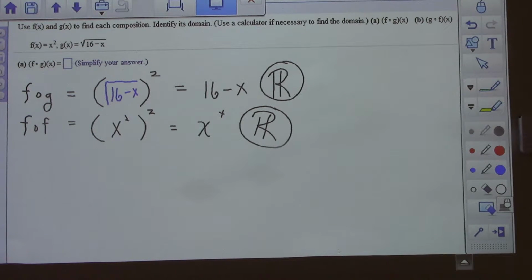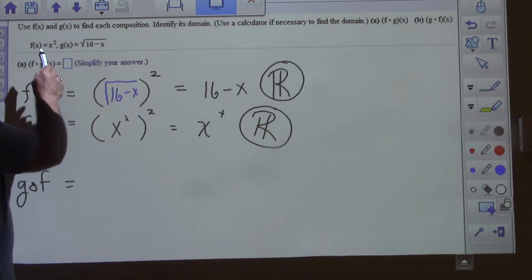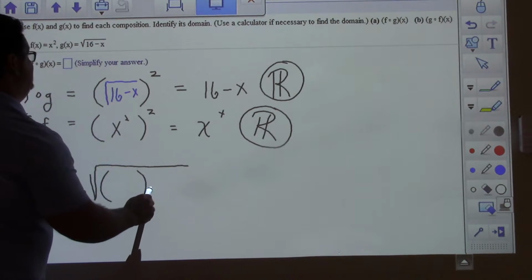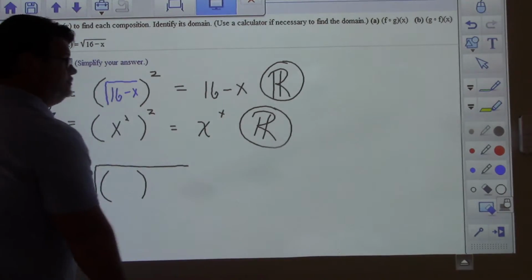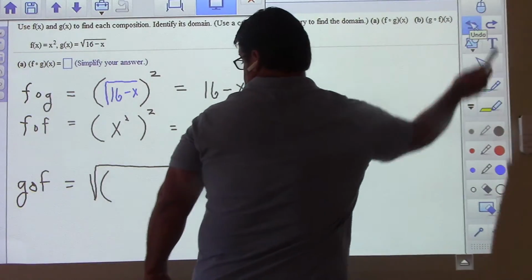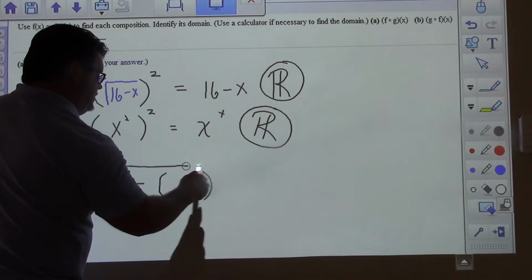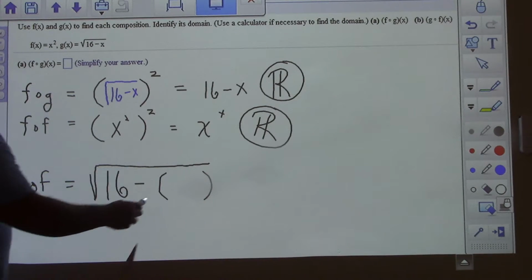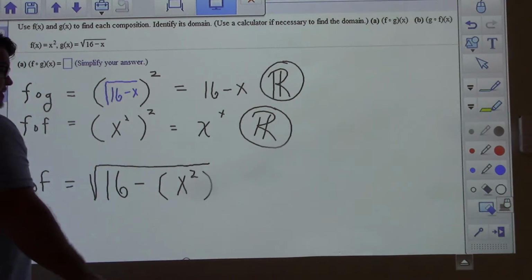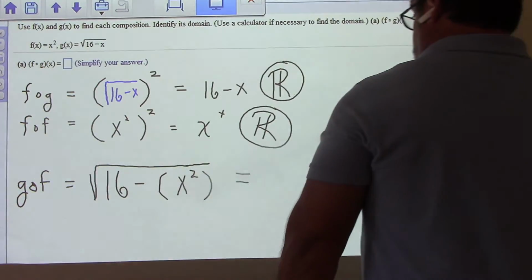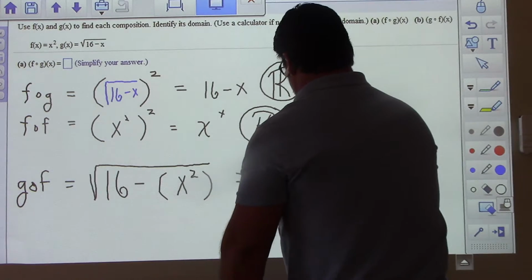Now the last one, g composed of f, is going to be, I'm going to rewrite g, and I'm going to put a big set of parentheses in it. 16 minus a big set of parentheses, and I'm going to plug in x squared. And that becomes the square root of 16 minus x squared.